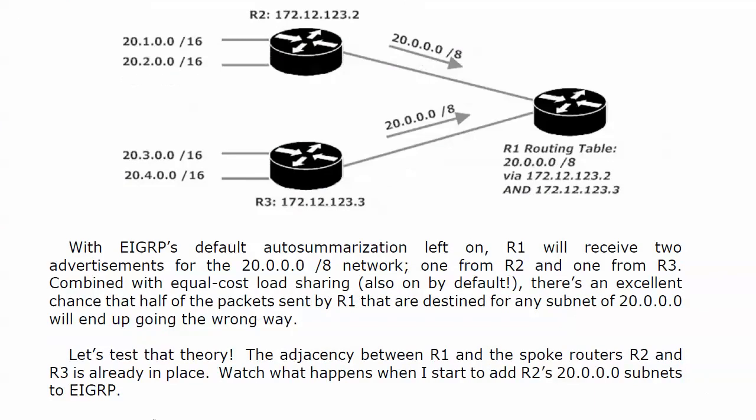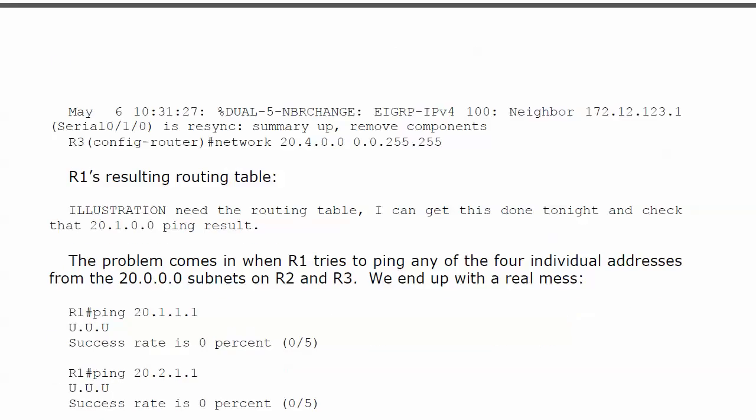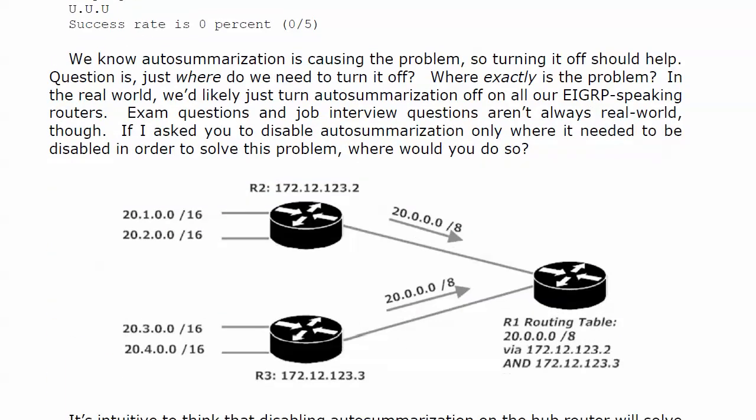But let me ask you this. In the real world, you and I are very likely going to have auto-summarization turned off on all three of these routers, so we're not going to care. But it could be an exam question or a job interview question. What if I told you or asked you, I want you to disable auto-summarization only where it's absolutely necessary in order to resolve this problem?